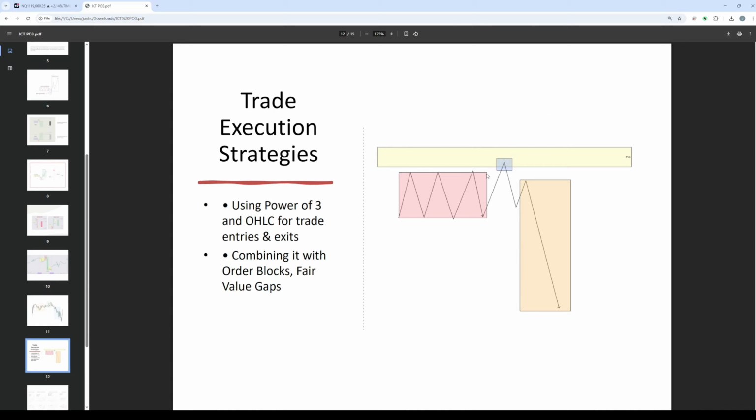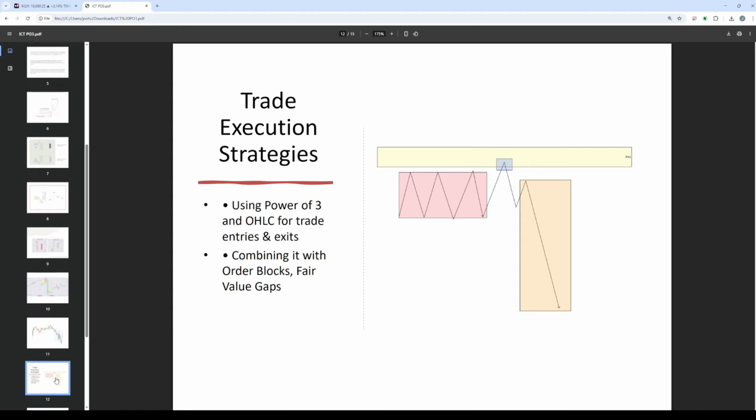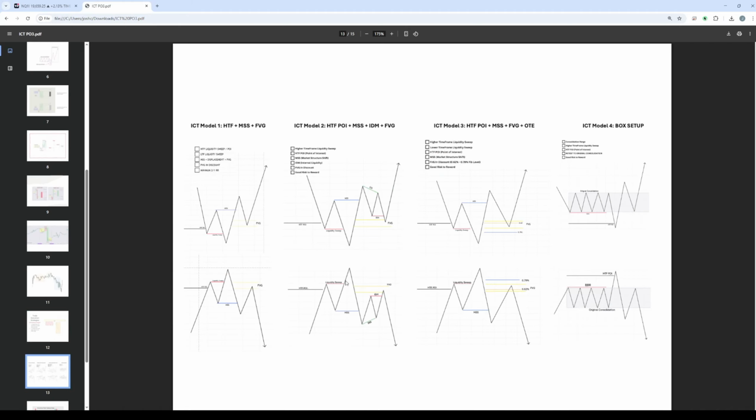But we manipulate into an order block or a fair value gap, and then we distribute from there. Now, as well as that, you also want to use all your basic ICT entry models to give you extra confluences. So they're all in the Discord already, but I'll show you them here.